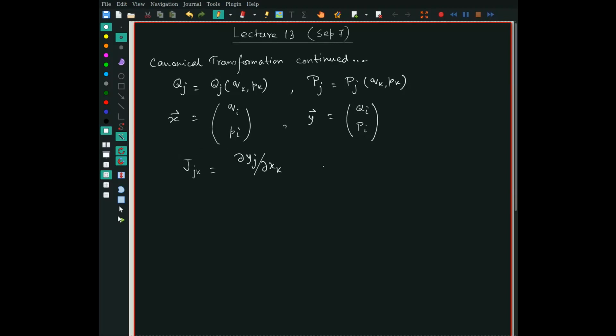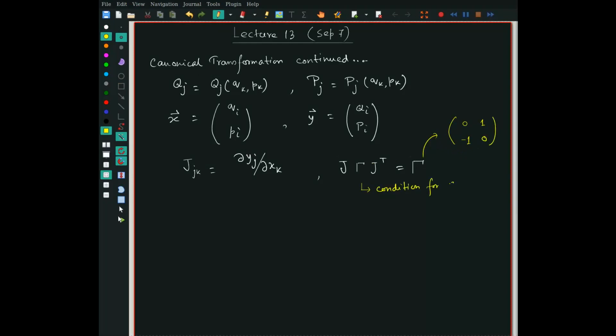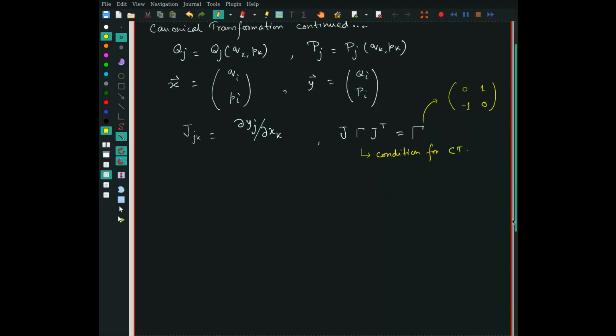For this transformation to be canonical, we needed to check that this Jacobian is symplectic, which was given by J gamma J transpose equals gamma, where this gamma is a matrix of this structure. So this is the condition for canonical transformation.